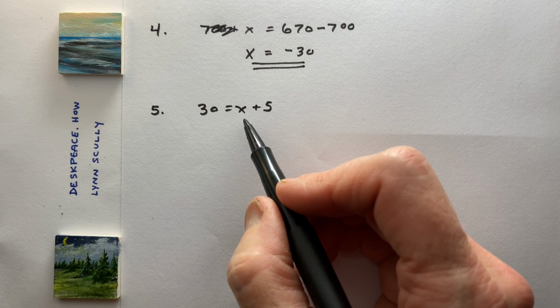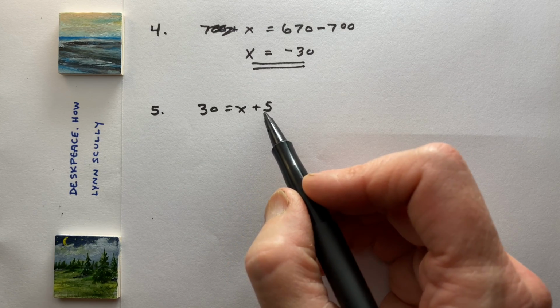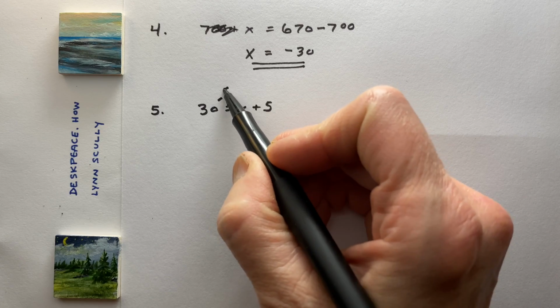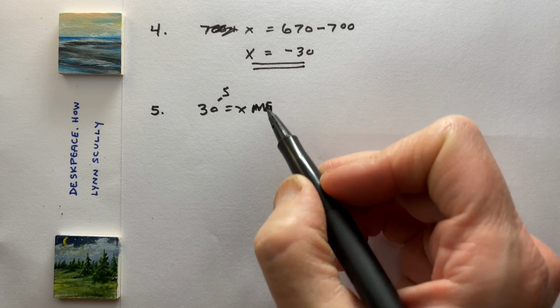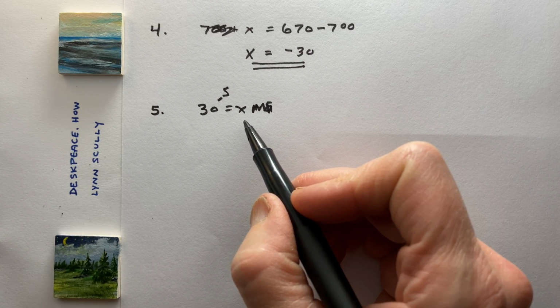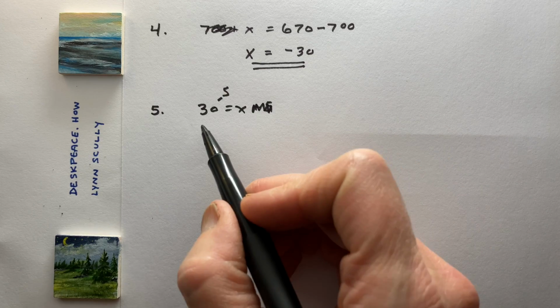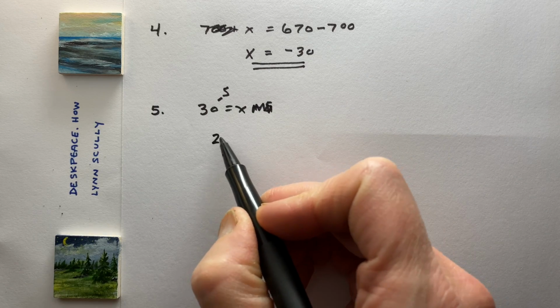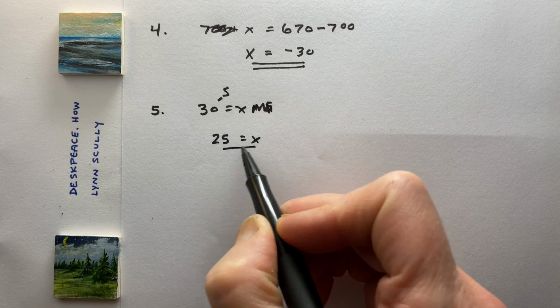Number 5, 30 equals x plus 5. I want to get the x alone. 5 is attached by addition, move it by subtraction to the other side of the equal sign. Remember, it doesn't matter what side x is on, you just want to get it alone. 30 minus 5 is 25 equals x.